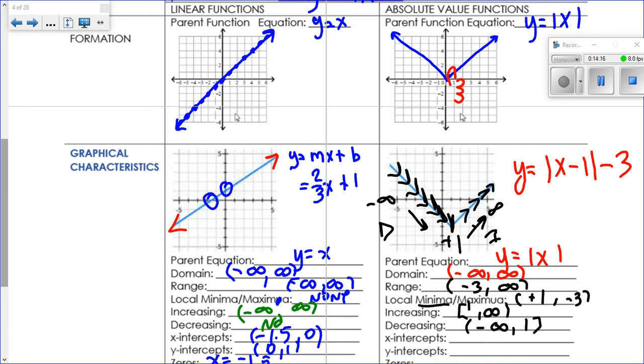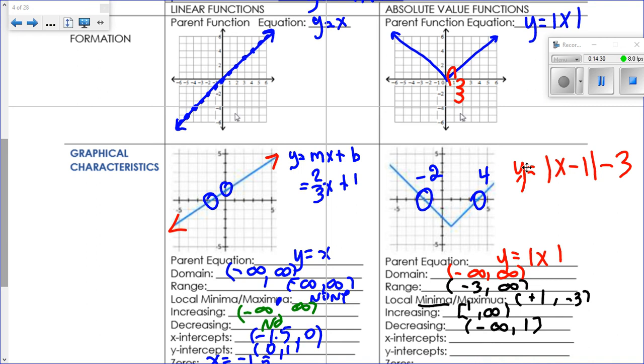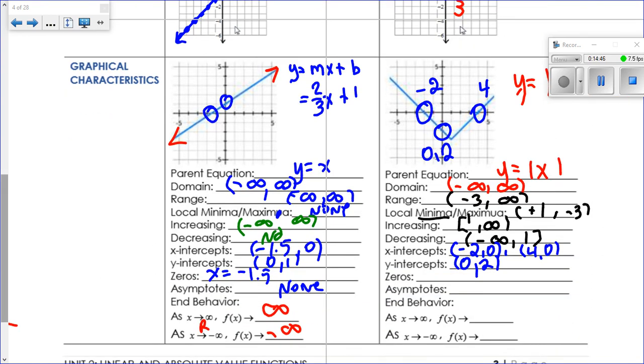Now, let's look at these x-intercepts. So here I have 1 here and 1 here. This is negative 2, this is 4. So x-intercepts in coordinate form are negative 2, 0, and 4, 0. Y-intercept, I have 1 here at 0, 2. So at 0, 2, I have my y-intercept. And zeros, this is what x equals, and for your x-intercepts, x equals negative 2 and 4.